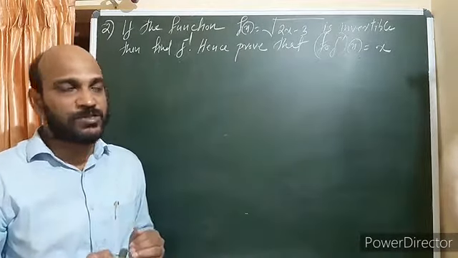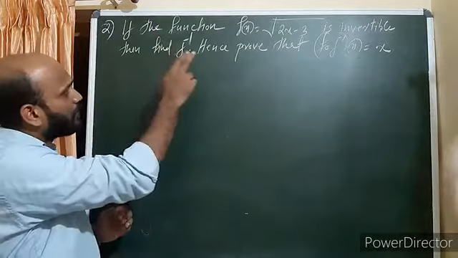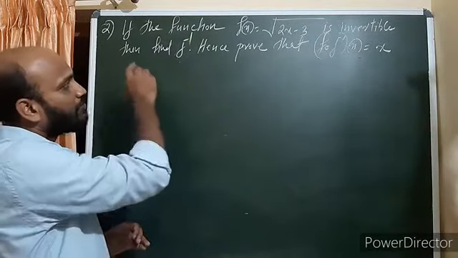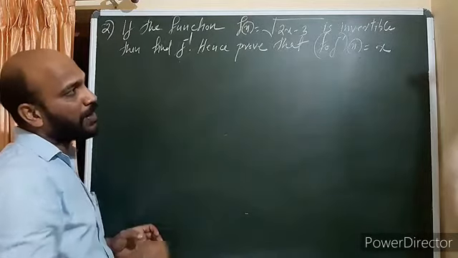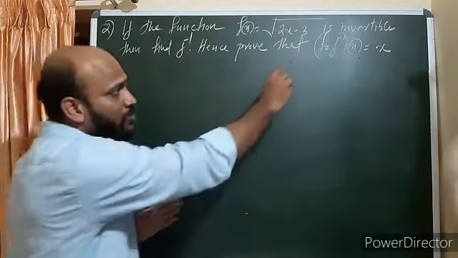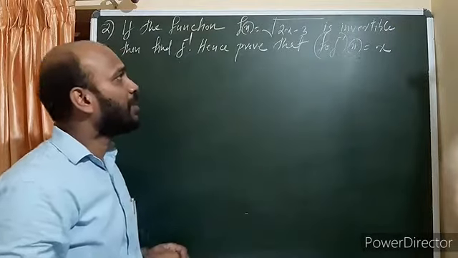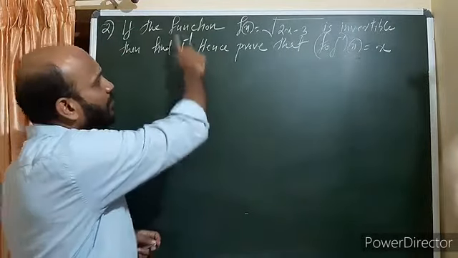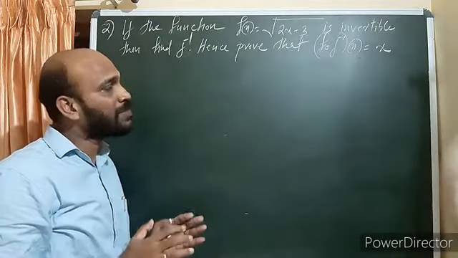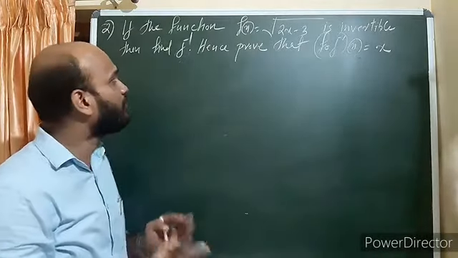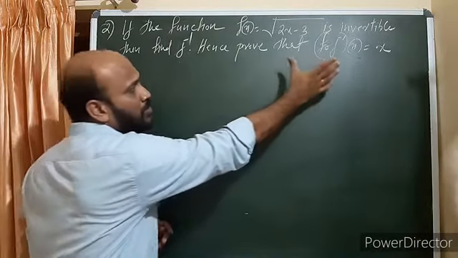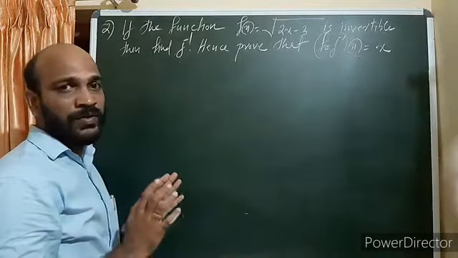Now consider second question. If the function f of x equal to root of 2x minus 3 is invertible, then find f inverse. Hence prove that f of f inverse of x equal to x. F of f inverse of x will be always x. Now here it is given that the function is invertible. That means we need not verify whether it is invertible or not. Just we want to find f inverse. After that you have to show that f of f inverse x equal to x.